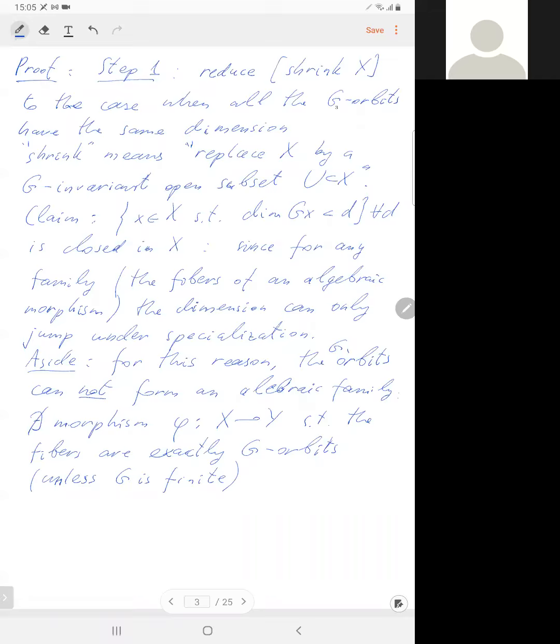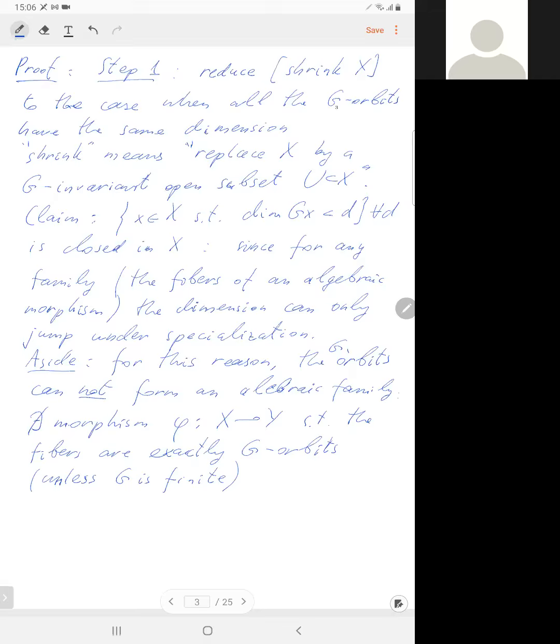0-dimensional orbits, they do form a closed subset, right? The scalar matrices. Then there are also the orbits of dimension less than 2. They also form a bigger closed subset, and so on. Okay, and then if we remove all those orbits, we are left with the orbits of maximal dimension, and they form the complementary open subset. Okay, so that's what goes on. So once again, the orbits cannot form fibers of any family for this reason.